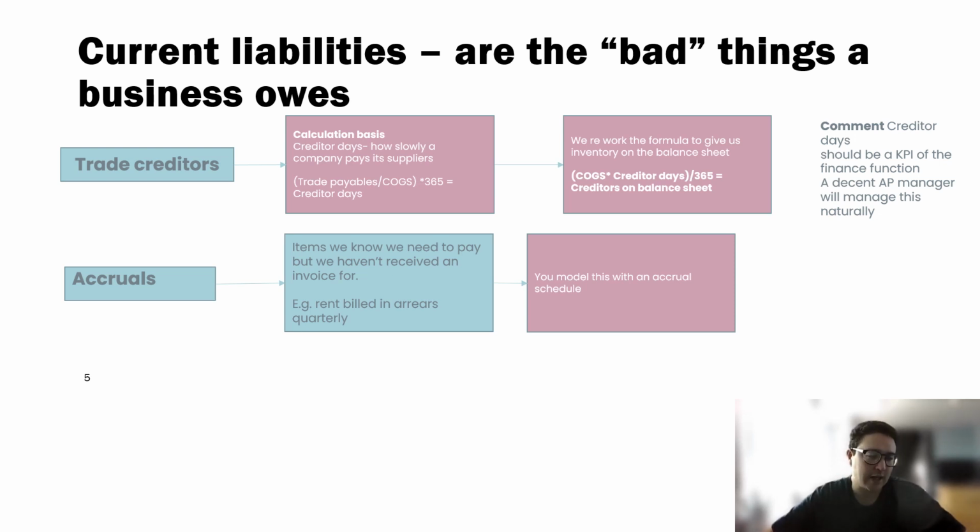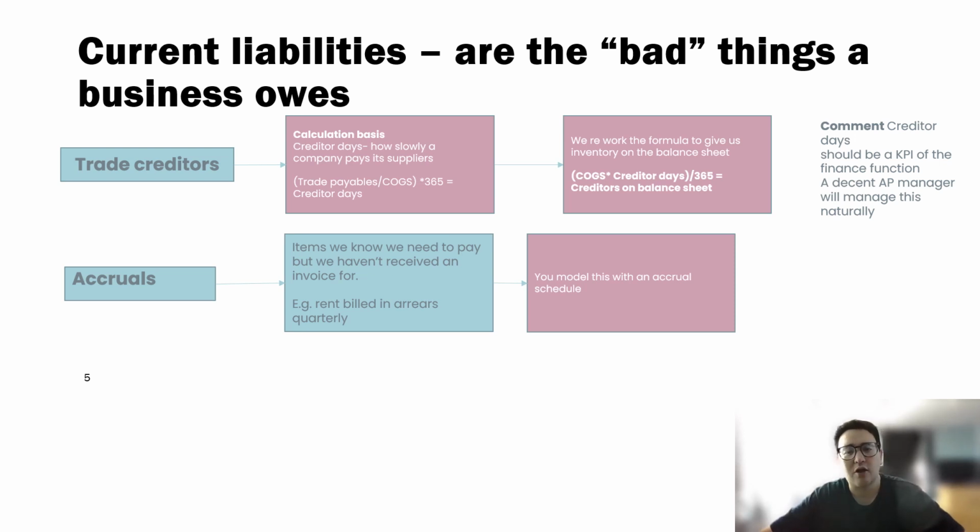And again, it's exactly the same. We use a calculation basis to interact the P&L, or financial statement 1, with the second financial statement, the balance sheet. And so we look at our historical data and we work out our creditor days, which is how slowly a company pays its suppliers. And you do that by doing trade payables at the end of the period divided by the cost of goods sold in that period times by 365, which is the days in the year, and that gives us our creditor days. We then again rework that formula when we go into our model, and we take the cost of goods sold from our forecast, we times it by the creditor days that we worked out, and then we divide it by the number of days in the year, and that gives us our trade creditors on the balance sheet.